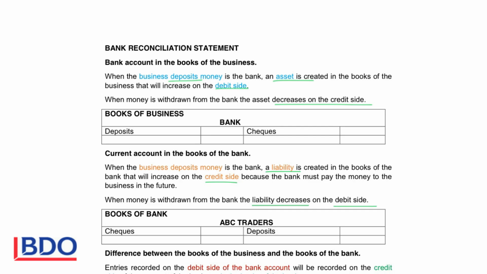So if we compare the two sets of books with each other, we see that in our books, deposits will be on the debit side. In the books of the bank, deposits will appear on the credit side. In our books, the checks will appear on the credit side, and in the books of the bank, checks will appear on the debit side. So it's very important to remember that all the entries that we record on the debit side of the bank will be recorded in the books of the bank on the credit side.